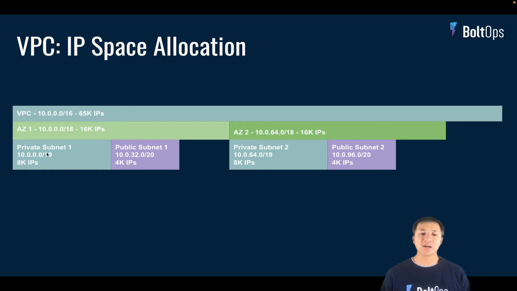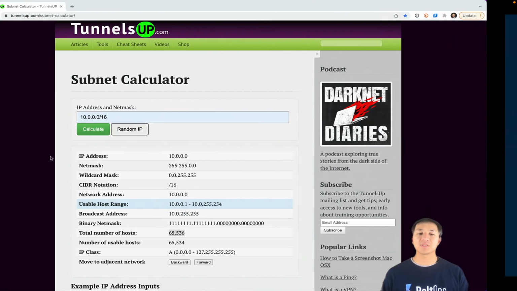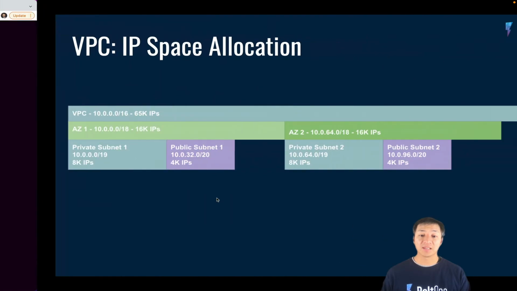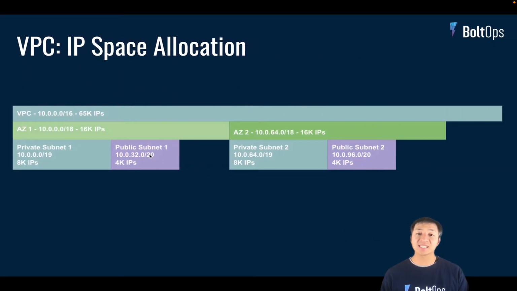It starts at this private subnet here at 10.0.0.0/19. So let's actually throw this in the subnet calculator now. Hit calculate, and you can see this is 8,000 IPs. It starts right here, okay? That's exactly what we see. And then the next IP space is going to start at 32.